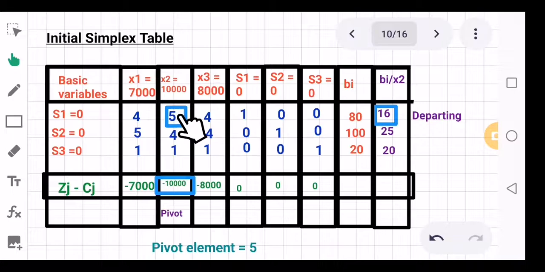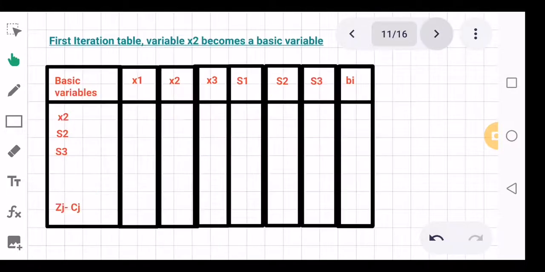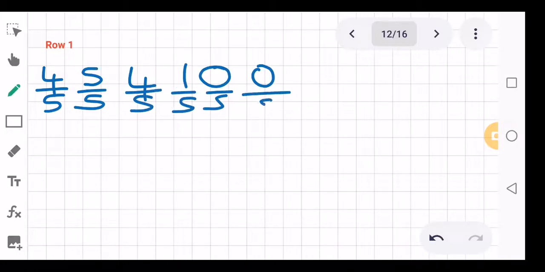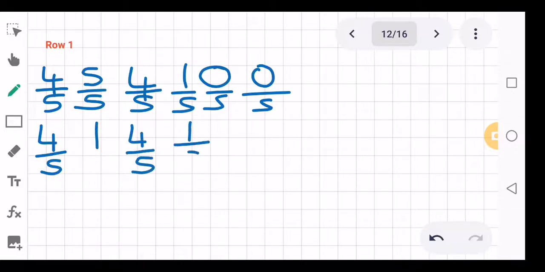Why are we dividing by 5? Because it is part of the pivot column. So all the elements of this row will be divided by 5. In case of row 1, we'll do 4 by 5, 5 by 5, 4 by 5, 1 by 5, 0 by 5, 0 by 5. This is nothing but 0. So you'll get 4 by 5, 5 by 5 is 1, again 4 by 5, 1 by 5, 0, 0.